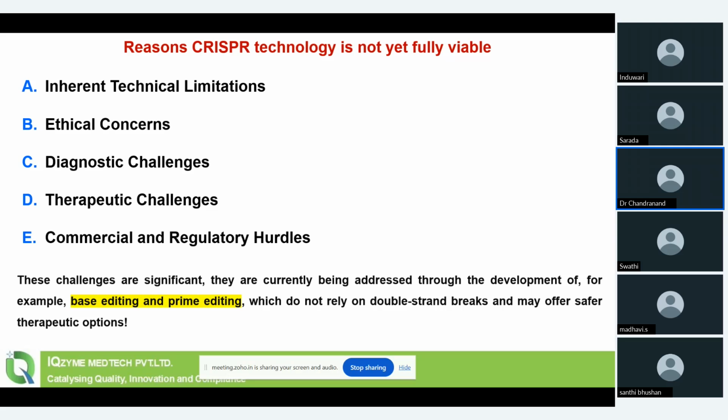Then ethical concerns are there. You need to take prior approvals as to why this new sequence and what kind of implications it will have in your study. All those approvals need to be taken at the university level, the clinic level, or the hospital level, wherever you intend to use this. There are diagnostic challenges because of the off-target limits. The intended sensitivity and specificity is not achieved.